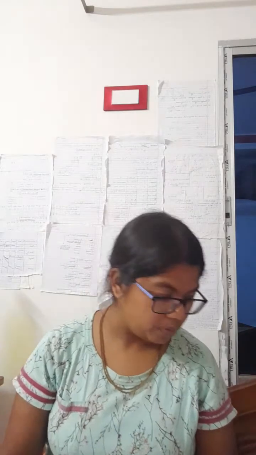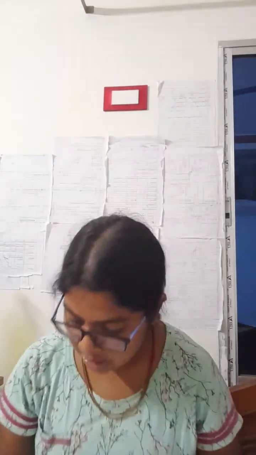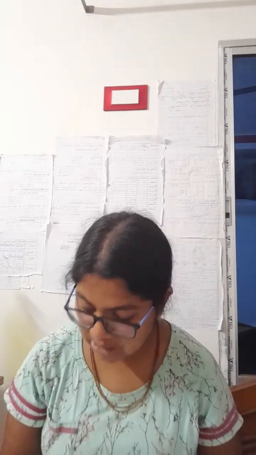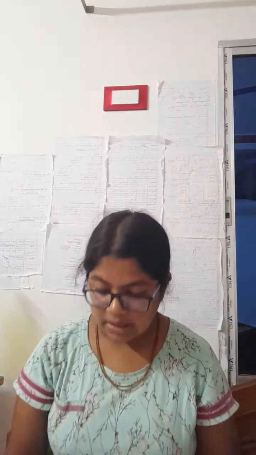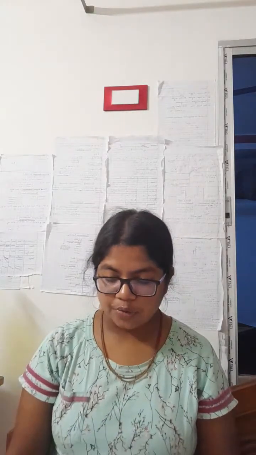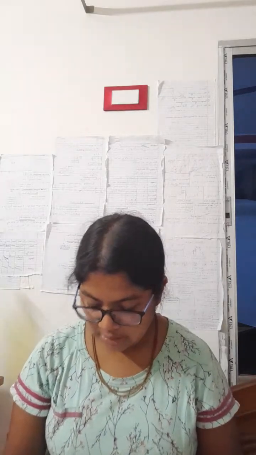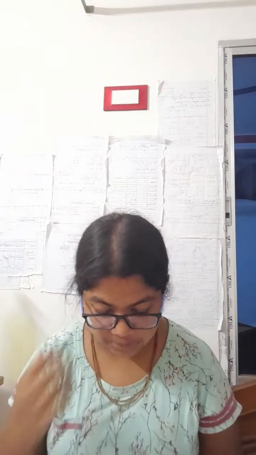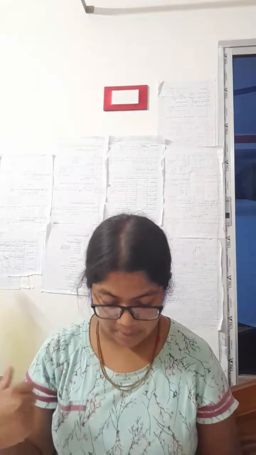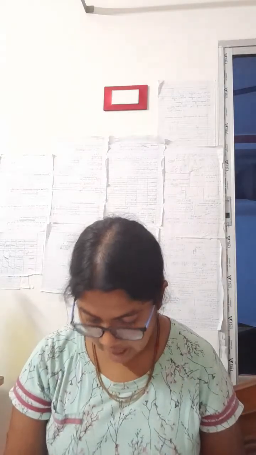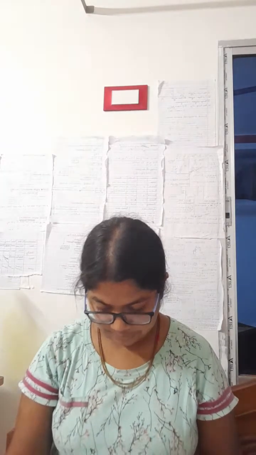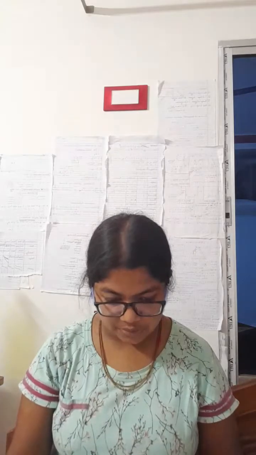Homoleptic carbonyl compounds. Tetracarbonyl nickel, the formula is Ni(CO)4, its shape will be tetrahedral, and its hybridization will be sp3. Pentacarbonyl iron, its formula will be Fe(CO)5, its hybridization will be dsp3, and its structure will be trigonal bipyramidal. Hexacarbonyl chromium, Cr(CO)6, its oxidation number is 0, and its hybridization will be d2sp3.